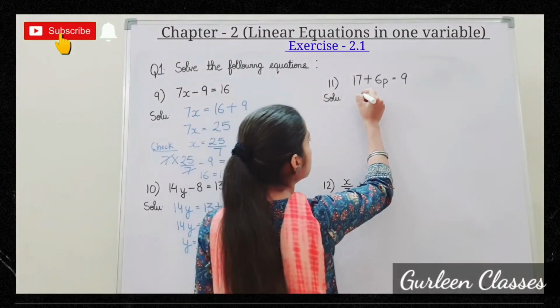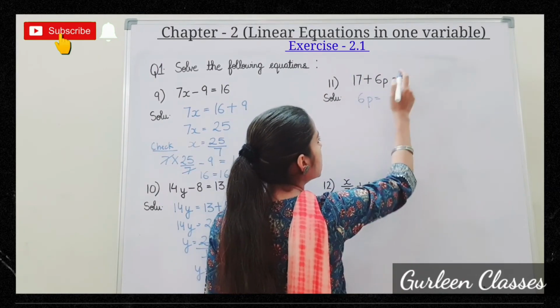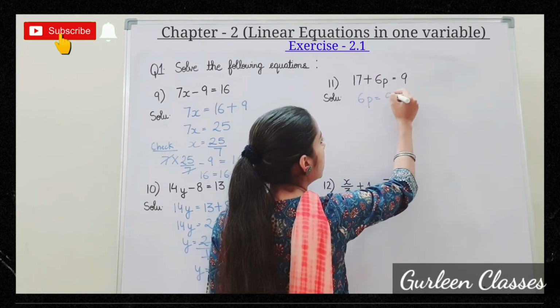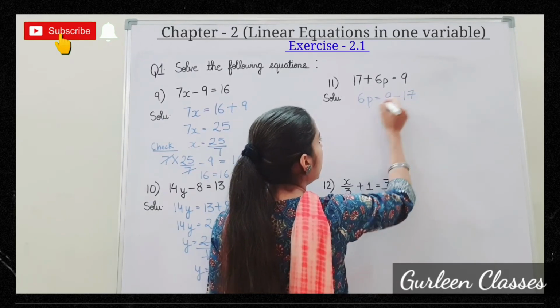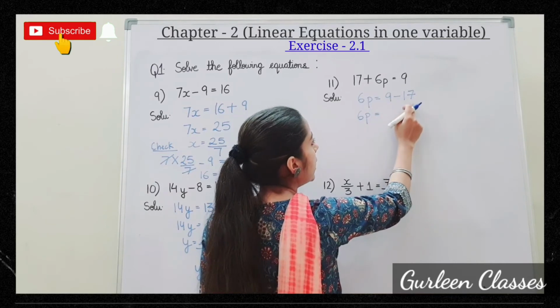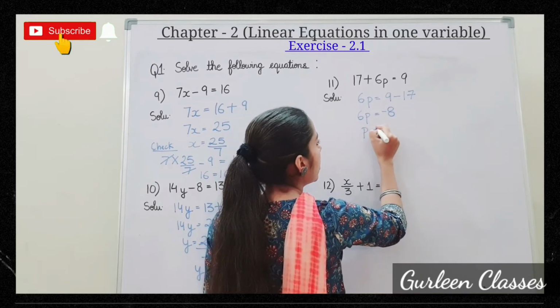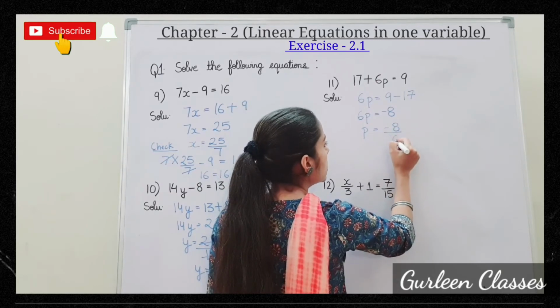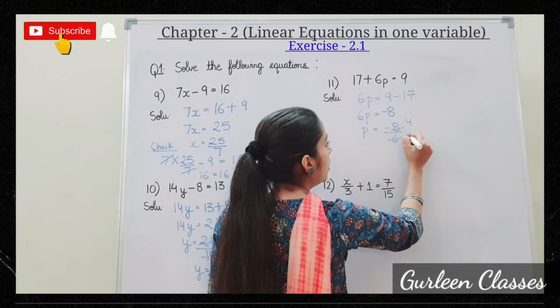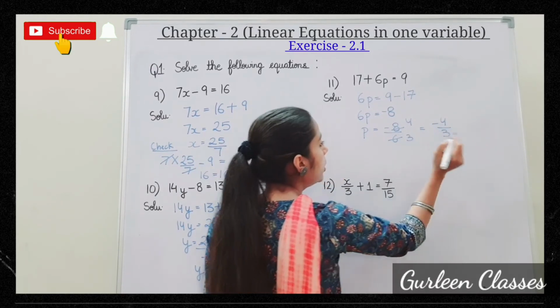11th part, 17 plus 6p is equal to 9. So right here 6p, we will transpose 17 to the right side as it is constant. 6p is equal to 9 minus 17, that is minus 8. So p is equal to minus 8 upon 6. 2 4s are 8, 2 3s are 6. Value of p is minus 4 upon 3.